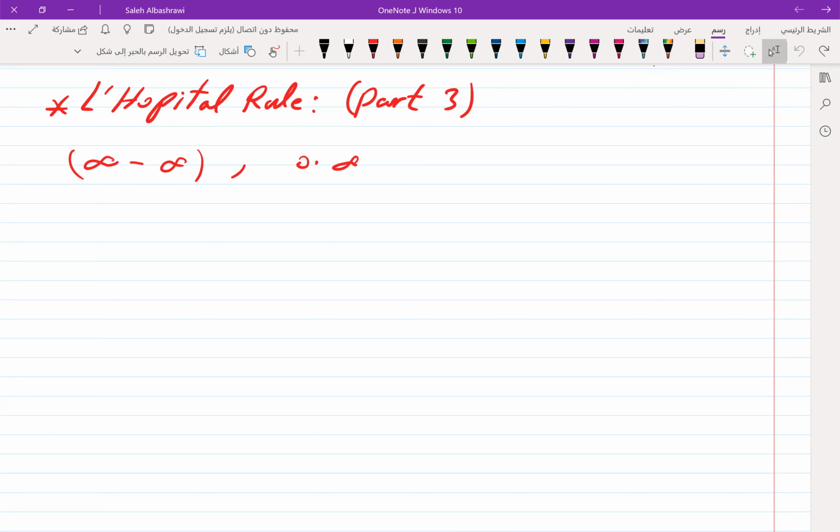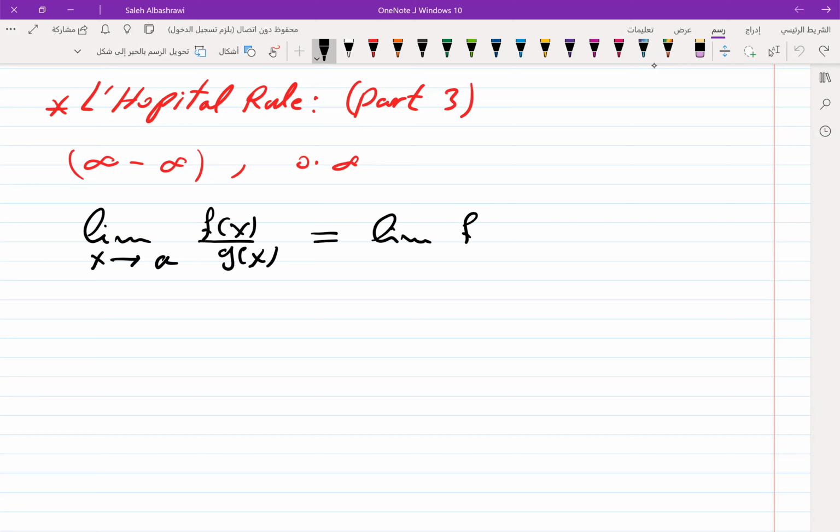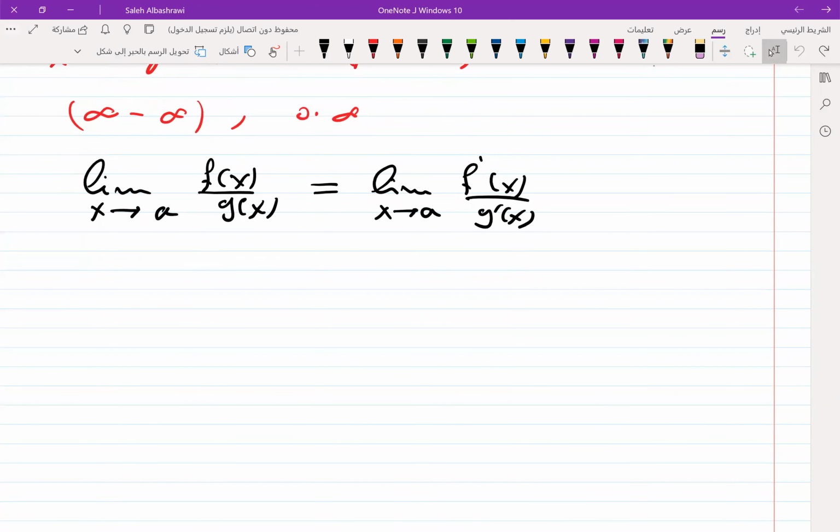Just to remind you about L'Hôpital's Rule, we said that the limit of the function f of x divided by g of x as x goes to a is equal to the limit of the derivative, provided that the functions f and g are differentiable on an open interval containing x equal to a, and the limit of the derivative f prime divided by g prime exists. Now let's speak about these two forms, infinity minus infinity and 0 multiplied by infinity.